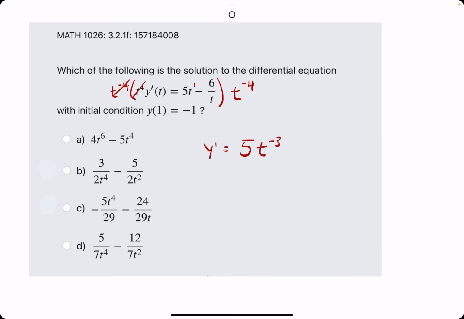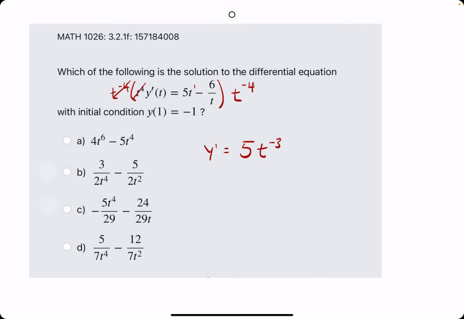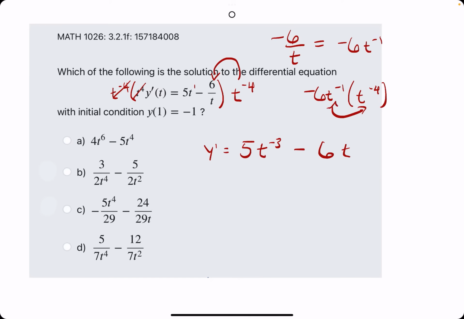So for the next one, we have negative 6. We're distributing this t to the negative 4 here. So negative 6 will stay. And then the t is on the bottom. So if we wanted to, we could write it like this, but that's pretty weird looking. So I might suggest rewriting negative 6 times t to the negative 1. Therefore, if we have negative 6t to the negative 1 being multiplied by t to the negative 4th, and we're combining these two t's, we add their exponents still. So negative 1 plus negative 4 is negative 5.